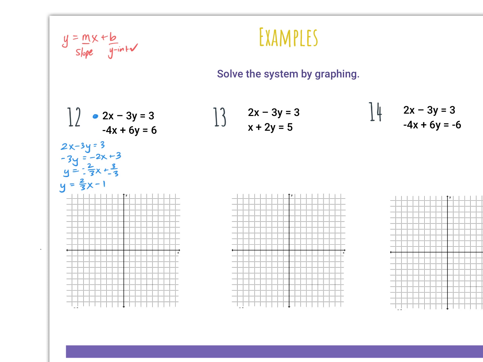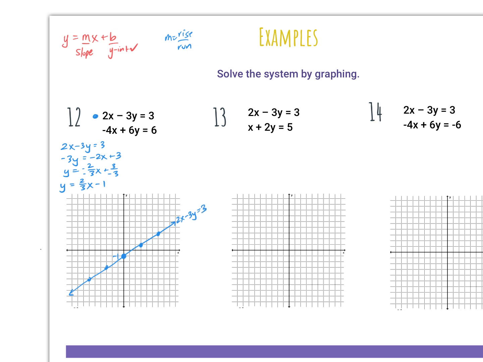And so what I see here is that my y-intercept is -1. So there's my first point, and my slope is 2 over 3. Remember, your slope is rise over run. So I'm going to go up 2 and 3 to the right, up 2 and 3 to the right. I could also go down 2 and 3 left. Once I do enough of those dots and connect them, here is the equation of my line. This is the line of 2x minus 3y equals 3.